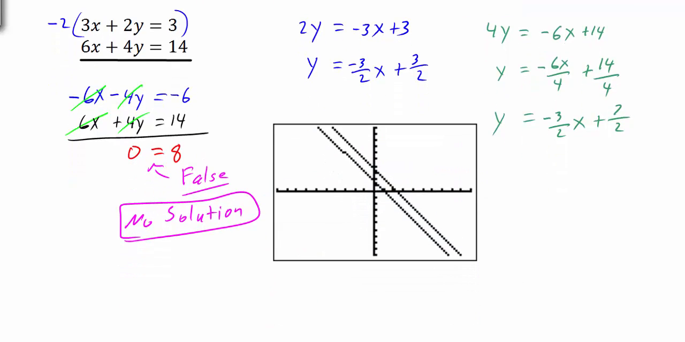Okay, and what that really tells us is they don't have a common point that's going to satisfy both of the equations at the same time. And if we were to look closely here, if we notice here we have a slope of a negative 3/2 and here we have a slope of a negative 3/2. Well, that tells us that if each line has the same slope, then they're increasing or decreasing at the same rate, so therefore they're never going to cross each other, so therefore no solution.